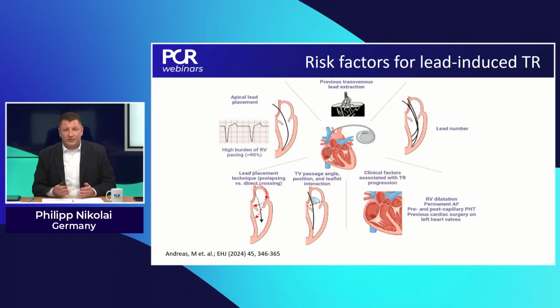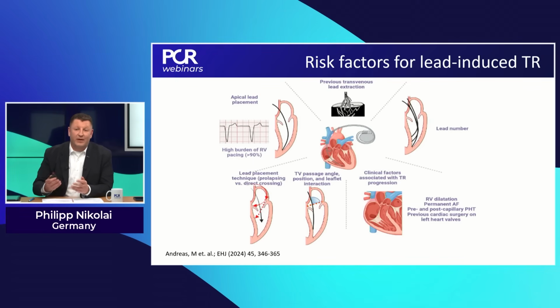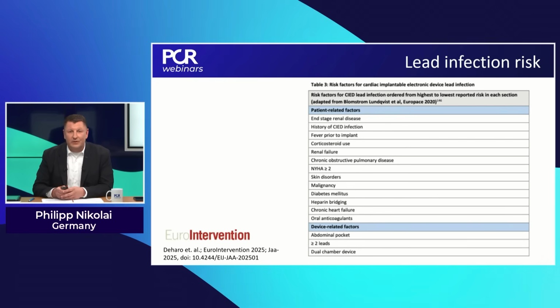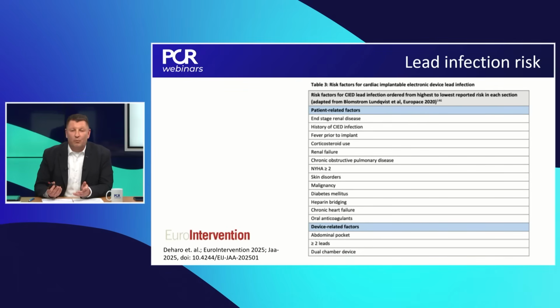Risk factors for lead-induced TR are the lead number, how many leads are implanted, and the apical lead placement, which brings us to another shape of tricuspid regurgitation. Also the lead placement technique, absolutely, the angle and the position of the leaflet. Przemyslaw will also show some data about that. And if we have a pre-existing tricuspid regurgitation, and I mentioned it, we also have to talk about lead infection risk. So what can we do if we have a system infection? This was the introduction.